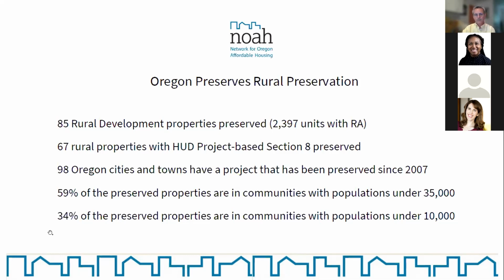98 Oregon cities and towns have had a project preserved since 2007. That's a lot, 98. 59% of the preserved properties have been in communities with populations under 35. So again, I just want to emphasize that the policy framework and the application of those policies has really had a huge impact on rural Oregon. 34% of the preserved properties are in communities with populations under 10,000. And so again, that's really having an impact on rural parts of the state.